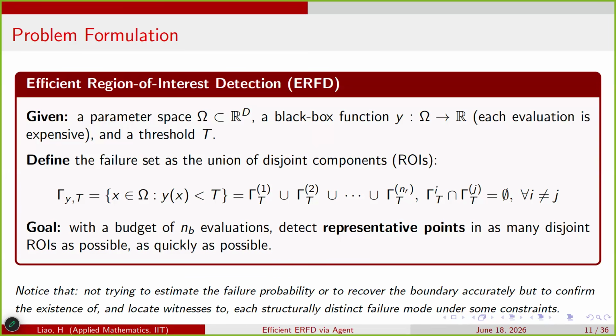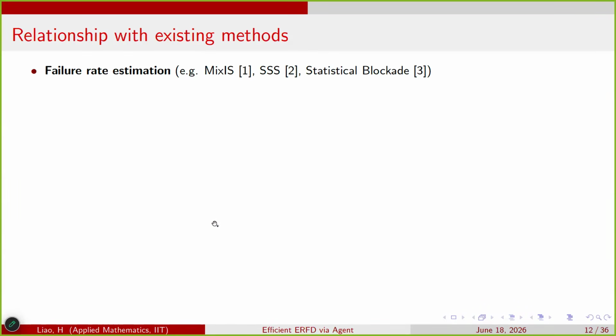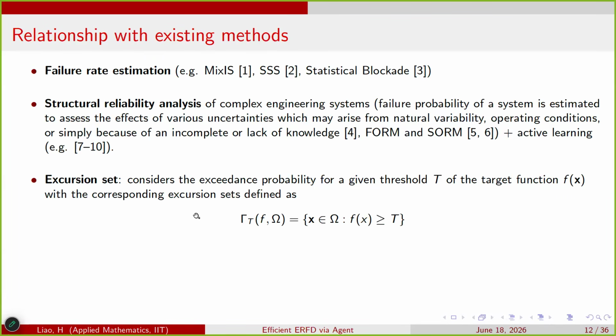So this is just a restatement of the problem. Some existing methods regarding this kind of research, not directly, is the failure rate estimation. As I mentioned before, they have a kind of strong assumption, and we don't have enough observations for this really weird case. And there are some structural reliability analysis, or a mathematically closest thing is the excursion set estimation or recovery. They actually care about this set.